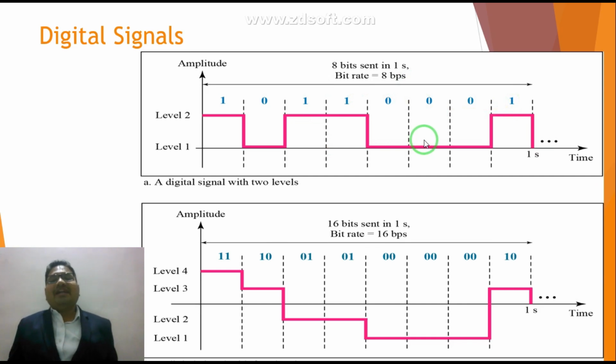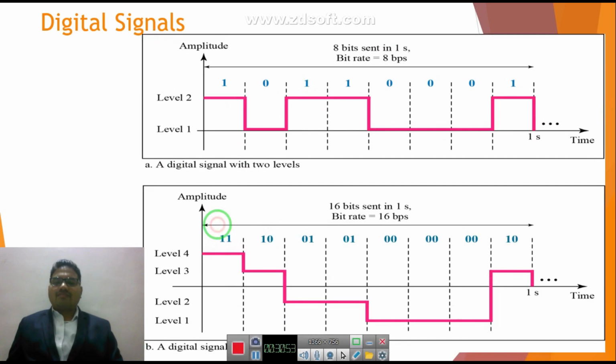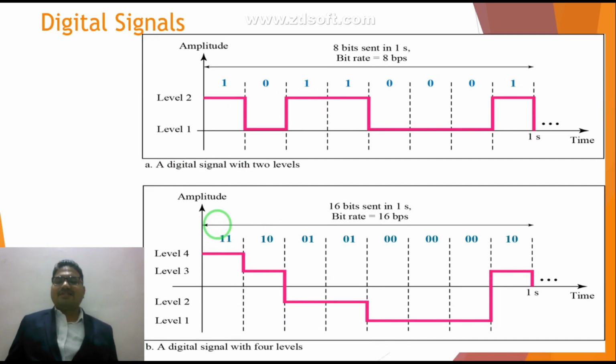So what is a bit rate? Bit rate is the number of bits transmitted in 1 second. Over here, 8 bits are transmitted per second. So what is the bit rate? It is 8 bps, that is 8 bits per second. That is for a digital signal with two levels. But similarly, if you have a digital signal with four levels, you can see level 1, level 2, level 3 and level 4.